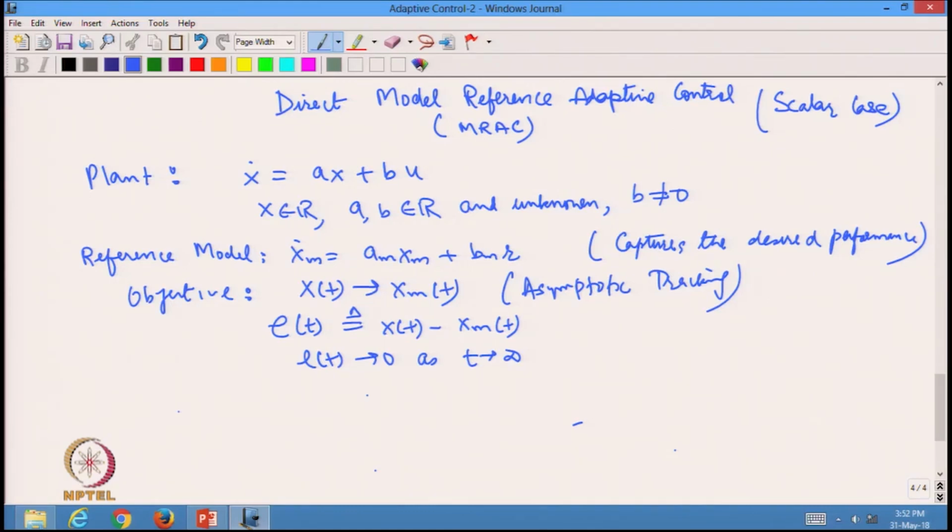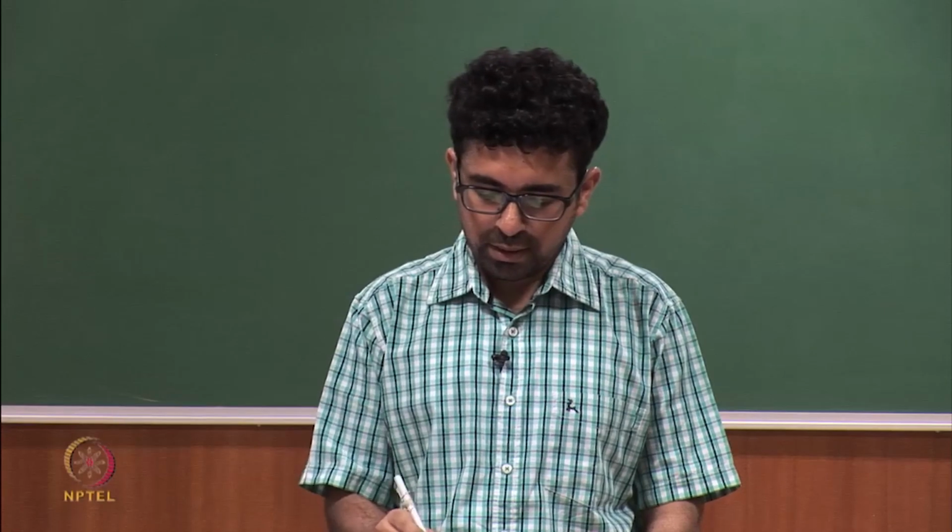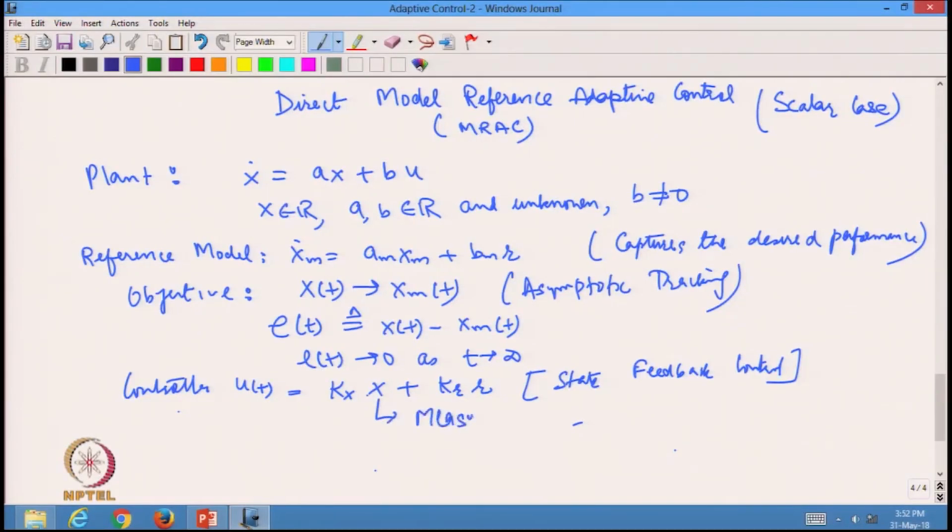So, to achieve this objective, let us consider a controller which has a similar structure as before. So, the controller u of t, let us say, is given by kx times x plus kr times r. So, here there is only one state given by x. So, this is a state feedback controller. Okay, so, the assumption here that we are making is that the states are measurable, right. So, x is in fact measurable. We have sensors to measure the state x.